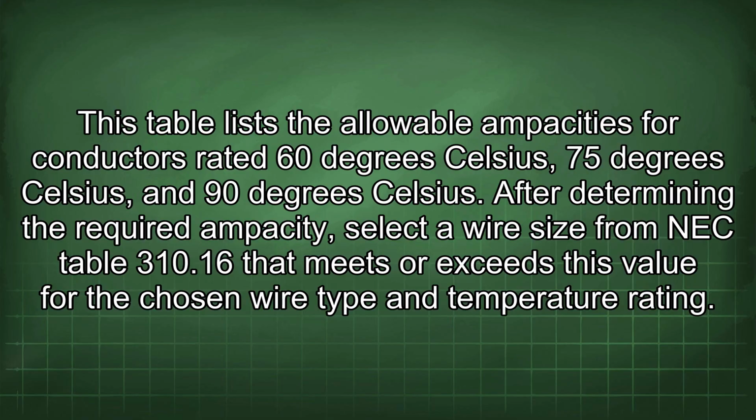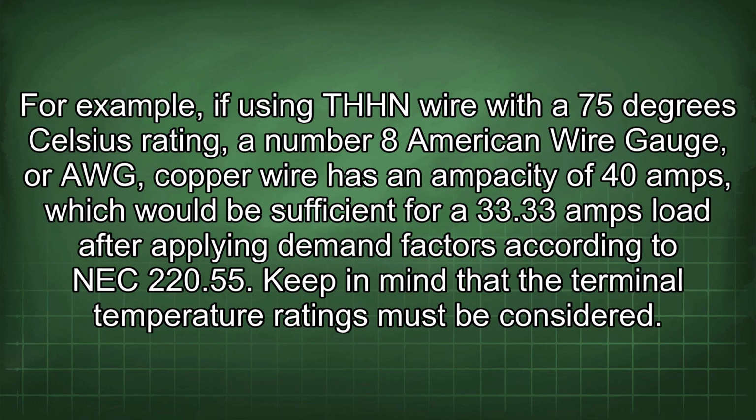After determining the required ampacity, select a wire size from NEC Table 310.16 that meets or exceeds this value for the chosen wire type and temperature rating. For example, if using THHN wire with a 75 degrees Celsius rating, a number 8 American wire gauge, or AWG, copper wire has an ampacity of 40 amps, which would be sufficient for a 33.33 amps load after applying demand factors according to NEC 220.55.